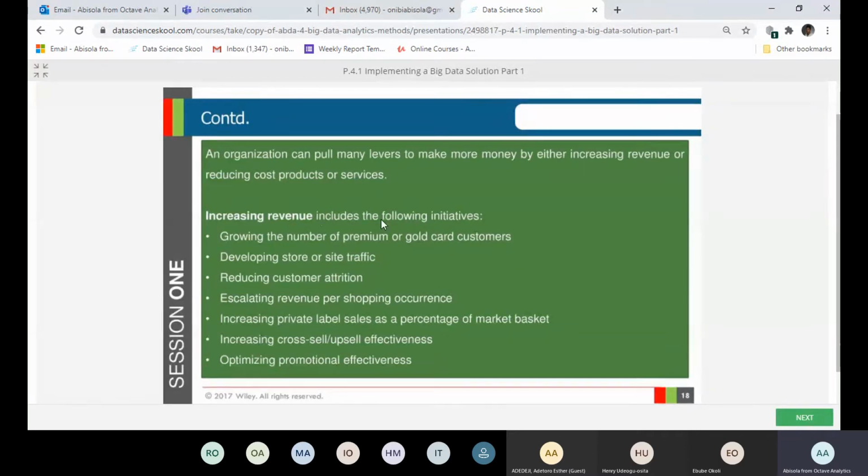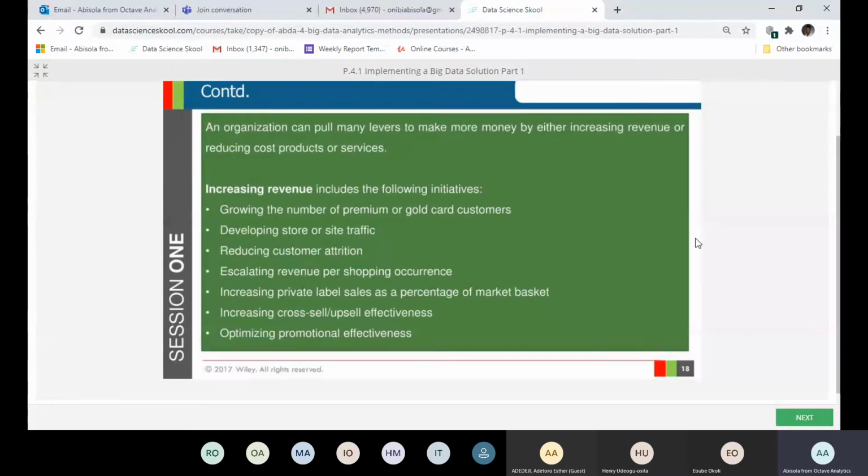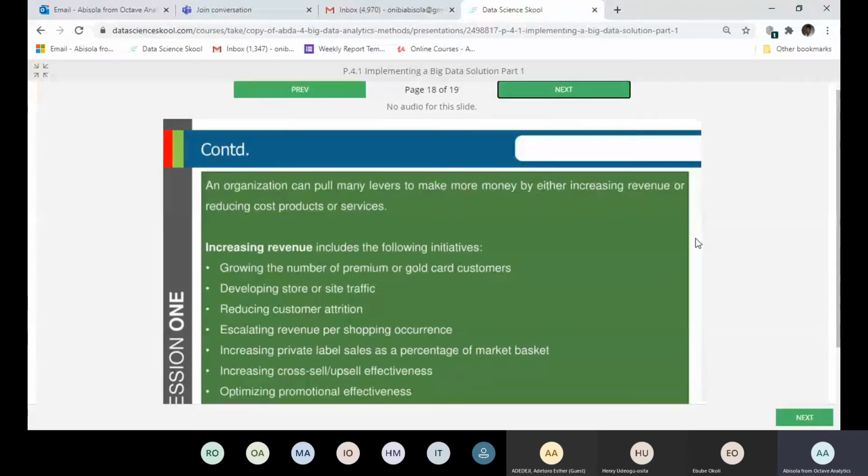Some things to note: an organization can pull many levers to make more money by either increasing revenue or reducing cost, product or services. So there are different things an organization can do to make more money. While understanding how an organization makes money, you also have to know what the organization can do to make more money. If you know that, then you'll be able to know how to apply your big data solution with respect to whichever of these options you think is most suitable for the company. Some of the ways an organization can make money is increasing revenue or reducing costs.